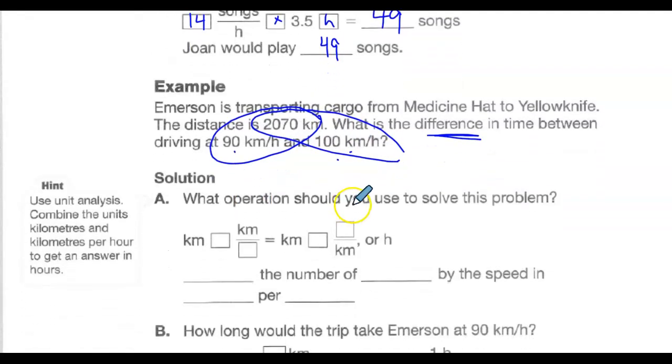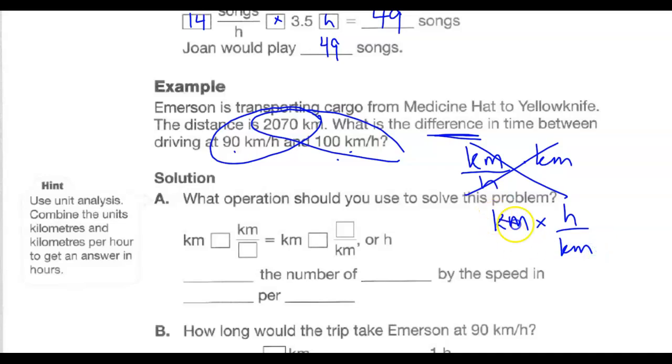So what operation should you use to solve this problem? Well, take a look here. This is a little bit different. So we have kilometers per hour, and you might think, oh, then I'll multiply by kilometers. Well, that's not going to work, right? Because those don't divide out. So we need to get our final answer to be in hours. So we've got to take kilometers and multiply by hours per kilometer. And so that hours per kilometer is the reciprocal of the speed, or you divide by it.